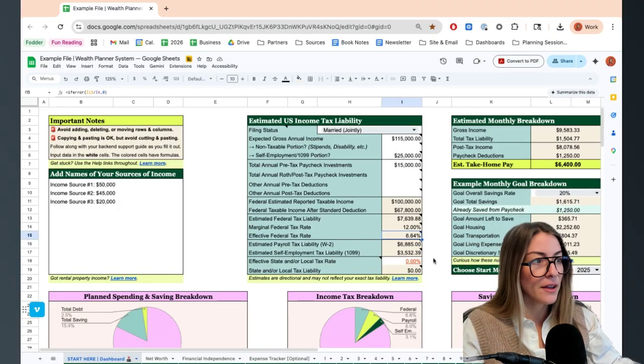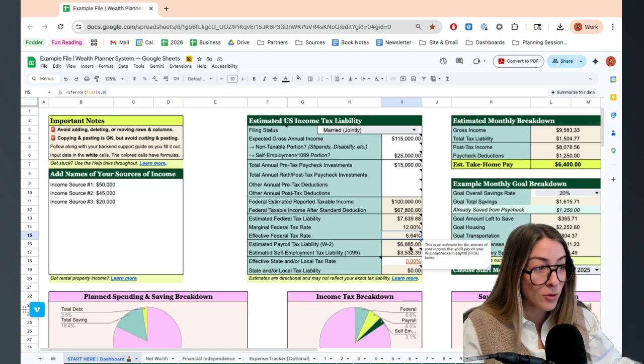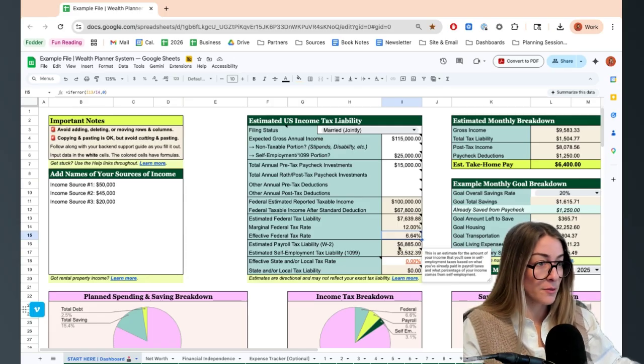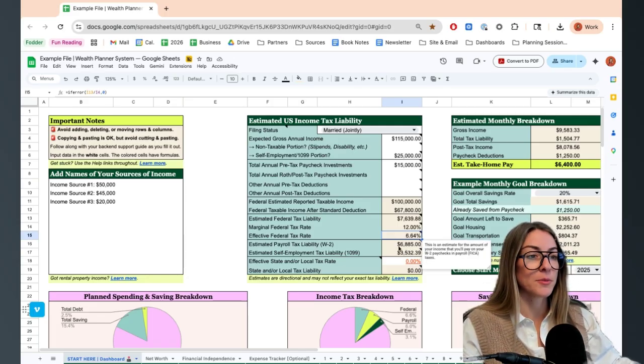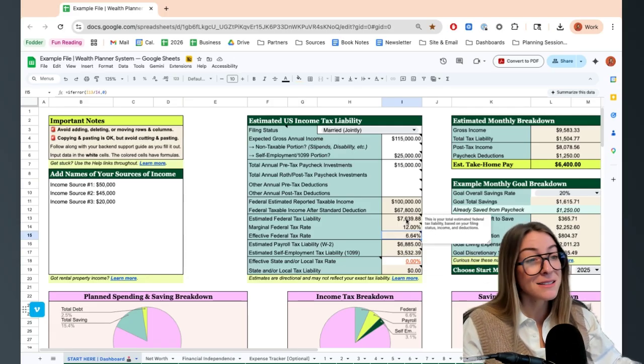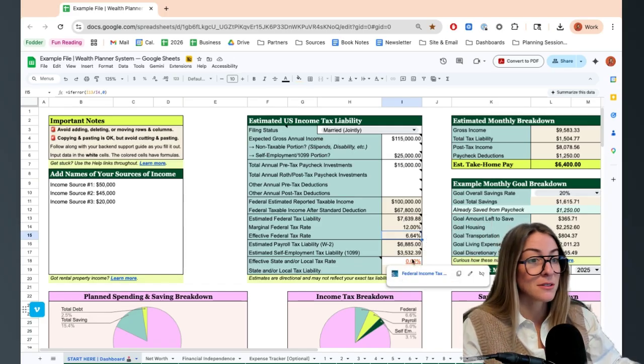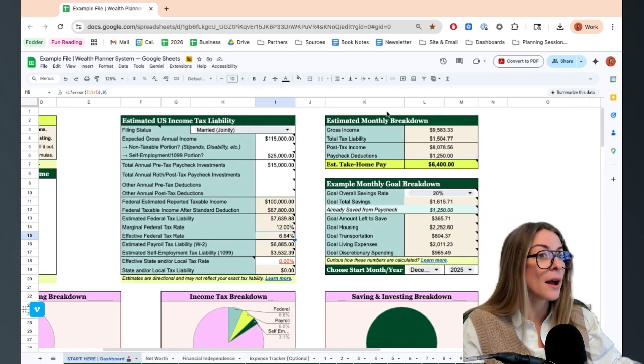I learned this stat the other day that 80% of Americans pay more in payroll taxes, which is your FICA taxes, that 7.65% that comes out of your paycheck, than federal income taxes, which is just wild. Hashtag tax reform now.